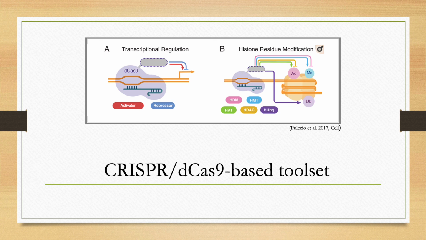This is depicted in the image to the right, where we can see a dCas9 protein bonded to the DNA with complementary sequence to that of the guide RNA, as well as the different histone residue modifications that can be made with the effector fusion. And quickly on the left, just to show another possibility of this toolset, we see how a transcriptional activator or repressor could be bonded as well to influence expression of the gene.